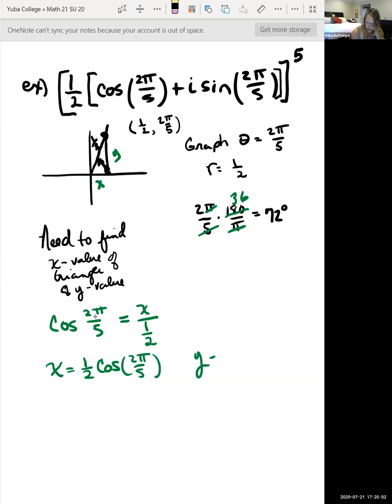Y, we know that sine of 2 pi fifths is equal to the opposite, which is y, over the hypotenuse, which is 1/2. We multiply both sides by 1/2, we have y is equal to 1/2 sine of 2 pi fifths.